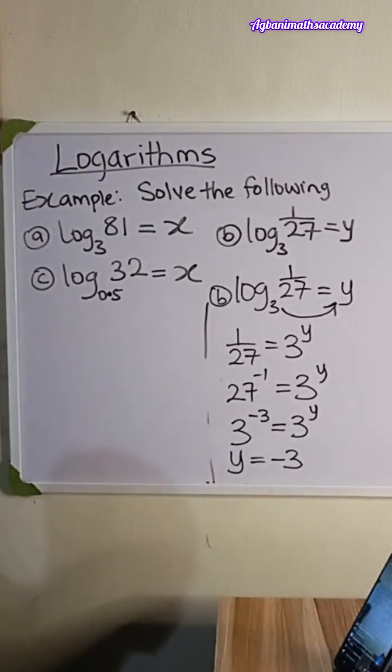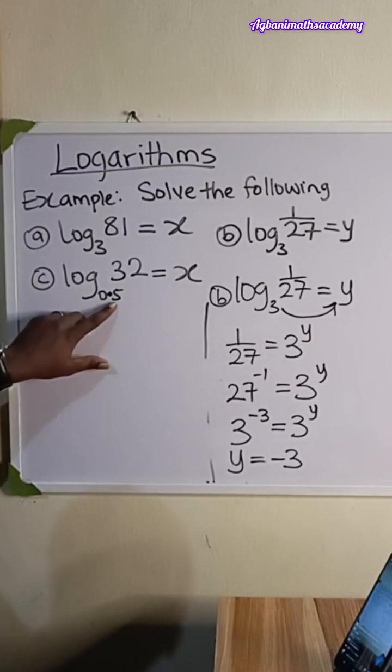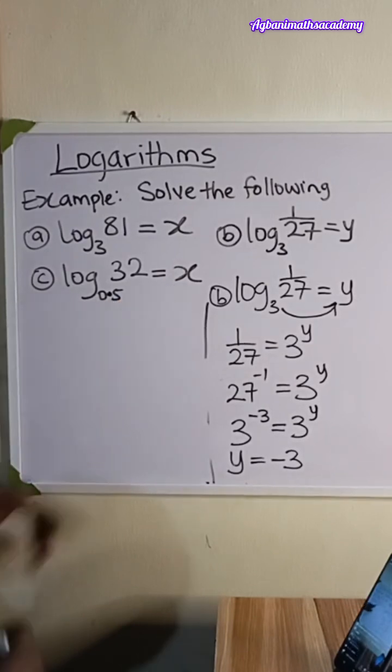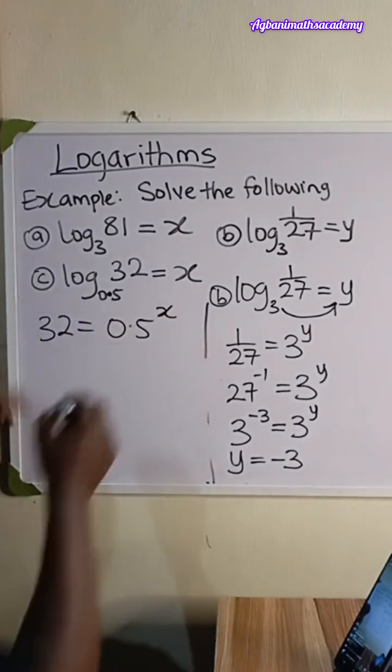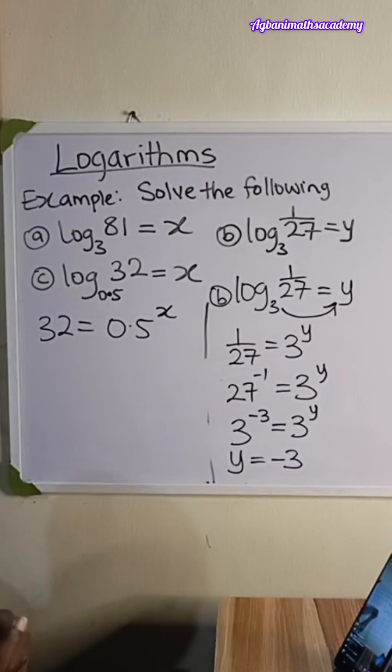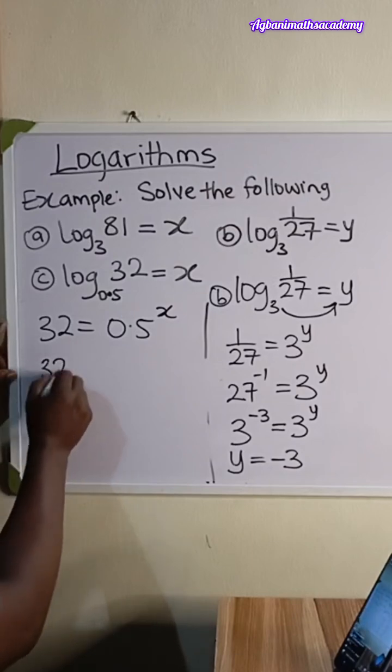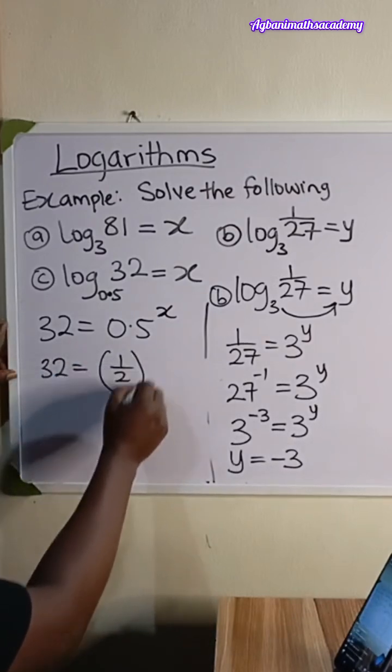Has anybody attempted C? Who has gotten an answer to C? Okay, let's look at C together. So C, we have 0.5. So we move this 0.5 to the right. We're going to have 32 is equal to 0.5 to the power of x. But we know that 0.5 is the same thing as 1 over 2. 0.5 is a decimal, 1 over 2 is a fraction. So 0.5 is the same thing as 1 all over 2. So we have 32 is equal to 1 over 2 to the power of x.